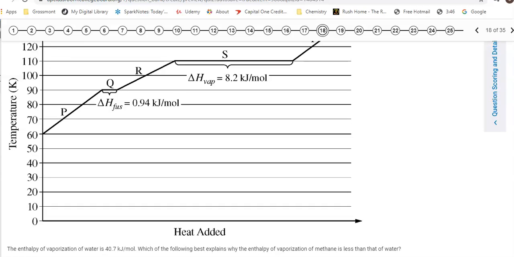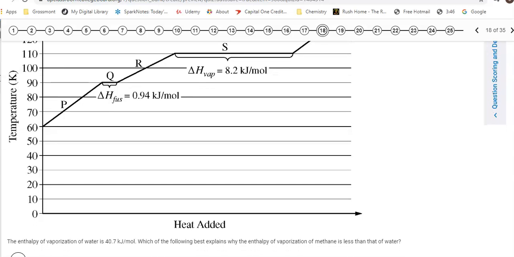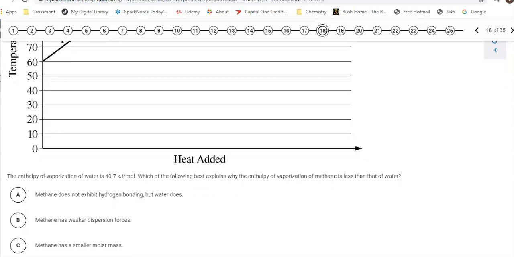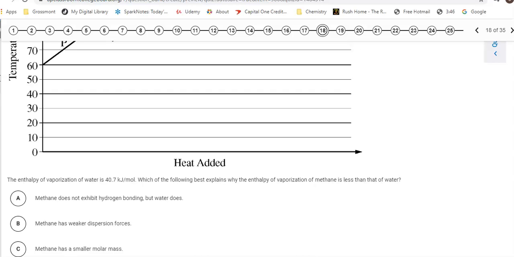The heat that it takes to cause something to melt from solid to liquid, you'll see that at point Q, is the heat of fusion. It's called the heat of fusion. But they're asking about the heat of vaporization. So the enthalpy of vaporization for water is 40.7 kilojoules per mole. Which of the following best explains why the enthalpy of vaporization of methane is less than water?